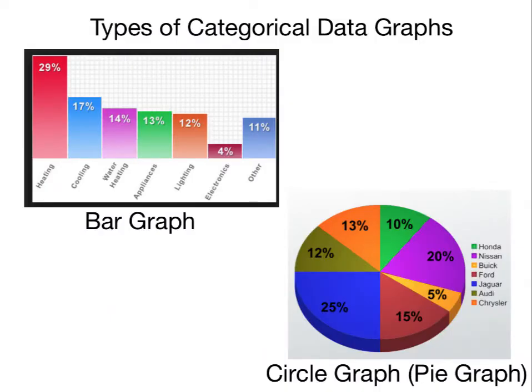Here are some illustrations of graphs that we will be using to describe categoric data. There are bar graphs, where each bar represents one of your categories, or a pie graph or circle graph, where each piece of the pie represents the right proportion of the data that's represented.